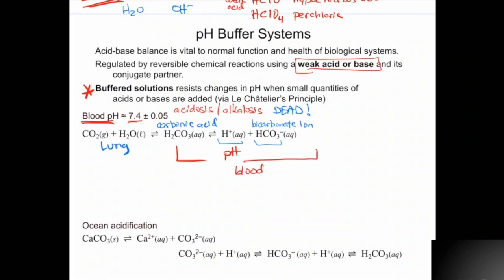Now, the same reactions happen when you get to the tissues. In the tissues, we can get this turning back into carbonic acid by the same enzyme, by the way. And then carbonic acid can dissociate back into carbon dioxide and water.